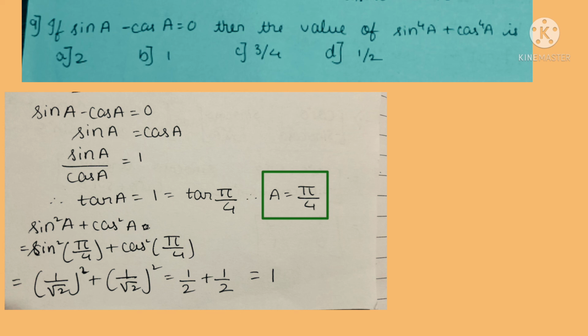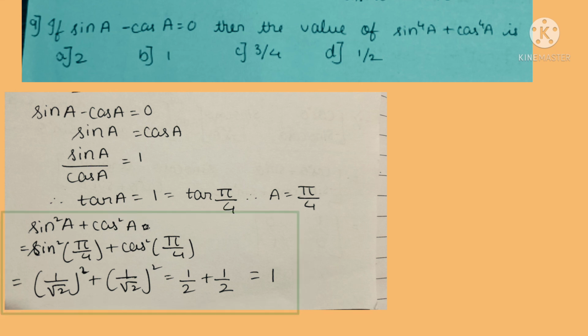Now we need to find the value of sin raised to 4A plus cos raised to 4A. So just put the value of A in the given question: sin square pi by 4 plus cos square pi by 4. Sin pi by 4 we know as 1 by root 2, and cos pi by 4 also we know as 1 by root 2. So just do the calculation and we get the answer as 1 by 2. So the option is the next question.